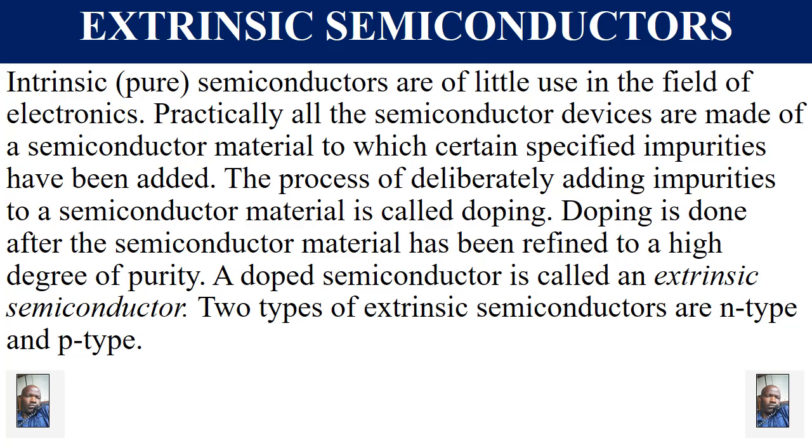And this process of deliberately adding some impurities in a controlled manner to improve conduction of the semiconductor is called doping. And this is only done after attaining a high degree of purity. And we said a pure semiconductor has got a proportion of 1 impurity to 100 million parts of the semiconductor. So we are saying a doped semiconductor is an extrinsic semiconductor, and we have got two types: N type, N standing for negative, and P type, P standing for positive.